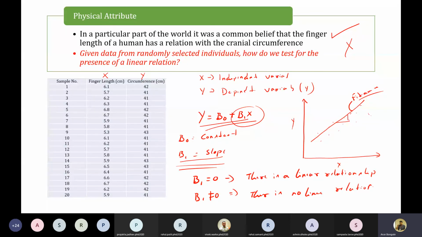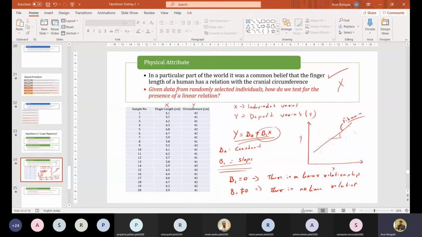Now, how do we do this? I can plot this in Excel. I'll just share one more screen.